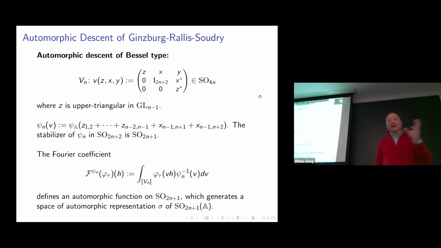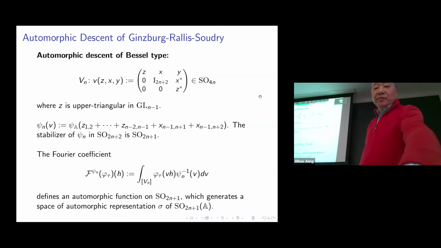Okay. So now I explain this automorphic descent of Bessel type, and the Fourier-Jacobi is the same kind, right? But I'll not try to introduce the most general situation. I'll just show you the examples. So you take a unipotent subgroup.